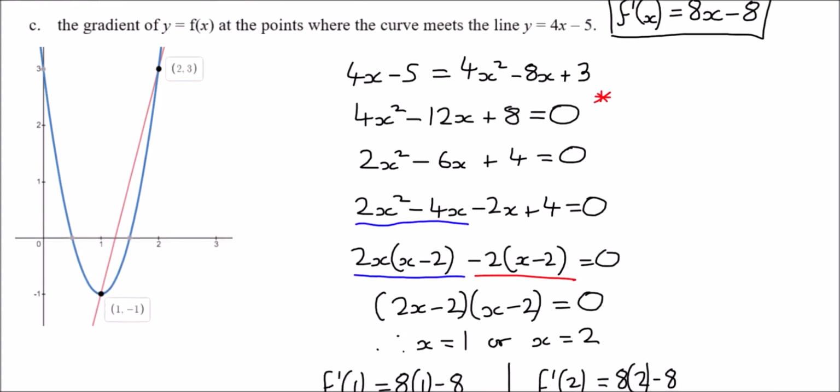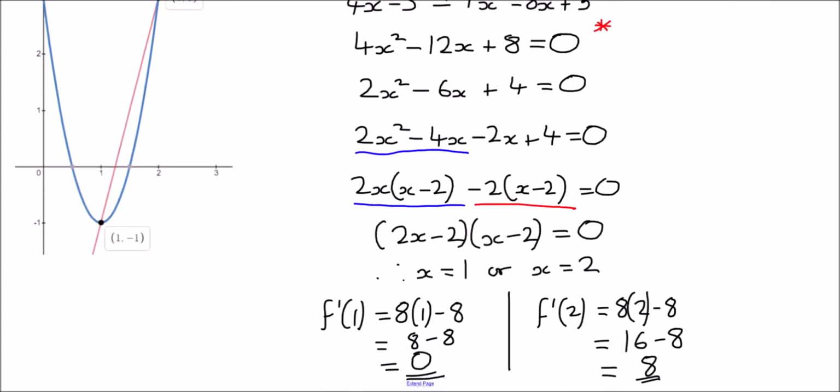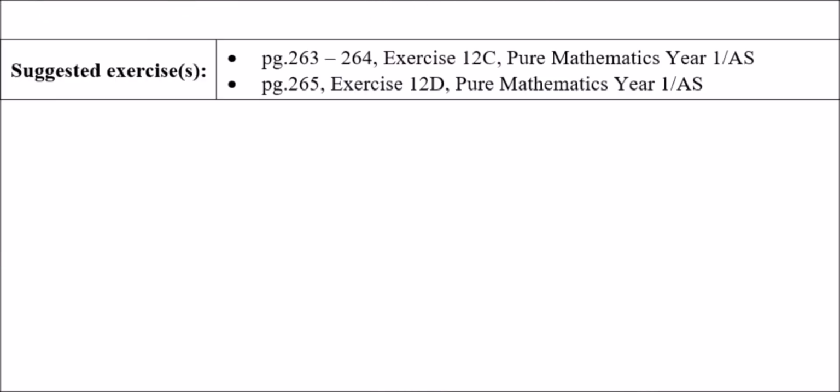This one here is quite similar to some exam style questions you might encounter later on in the course. So what I'd suggest you try next is these suggested exercises from the textbook you should have at home. A bit of a double whammy here, but again, you've got lots of time now to do these. Page 263 to 264, exercise 12C. And then if you can complete that exercise for me, page 265, exercise 12D, which is just more of the same, but going into a bit more depth.